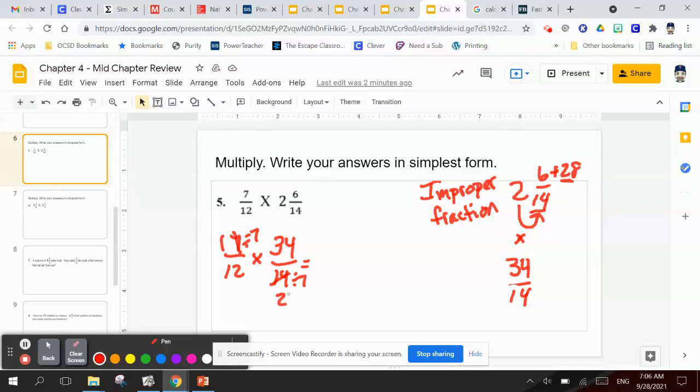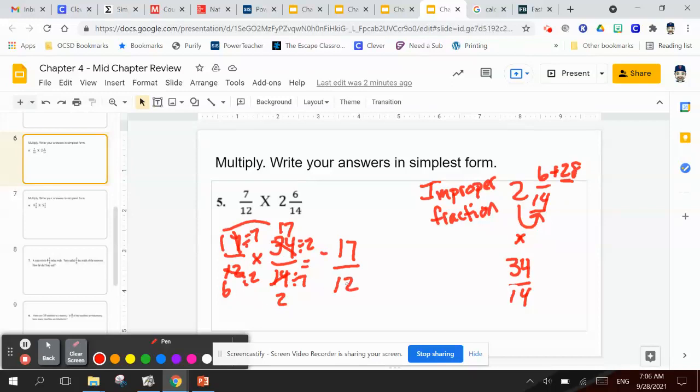12 and 34 have a common factor as well. That would be 2. So if I divided each by 2, 12 divided by 2 is 6. 34 divided by 2 is 17. So when I multiply 1 times 17, I get 17. 6 times 2 is 12.